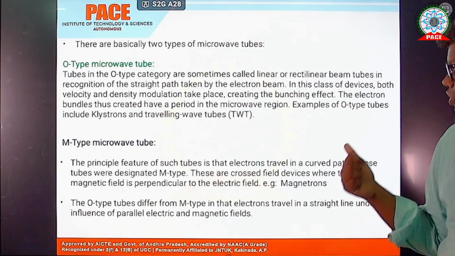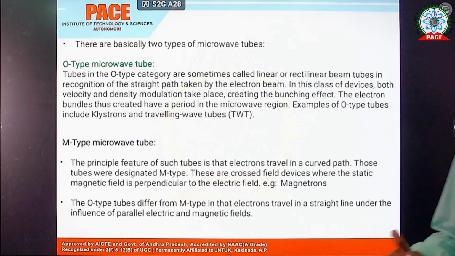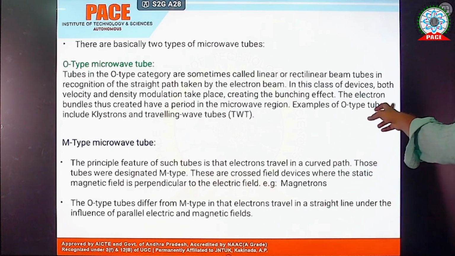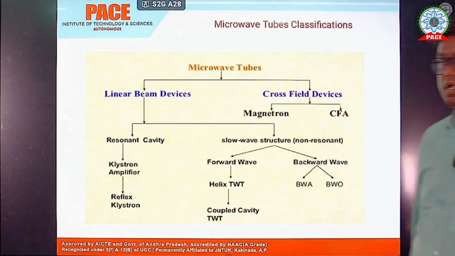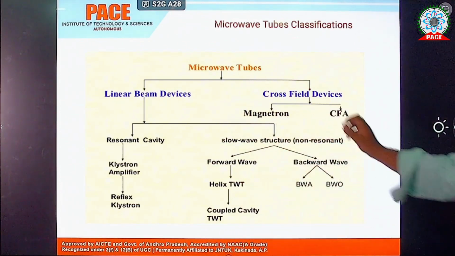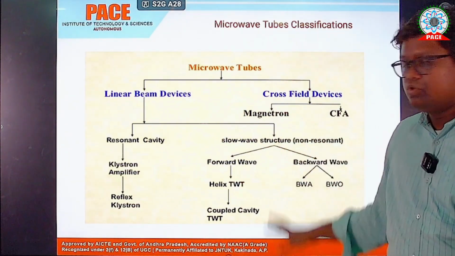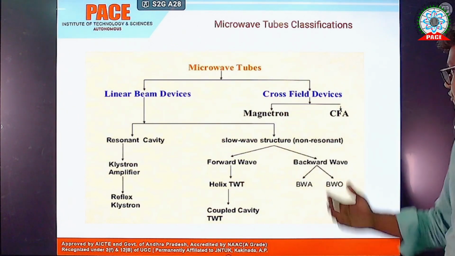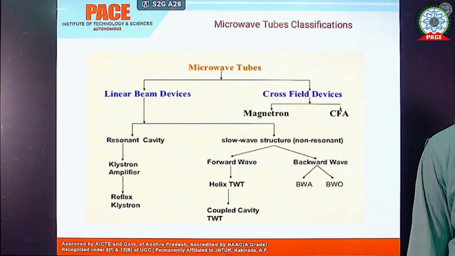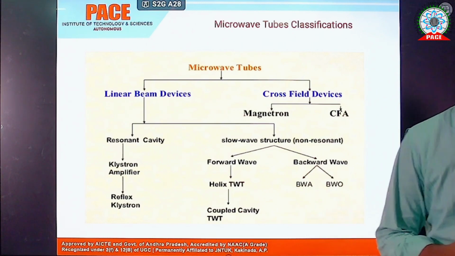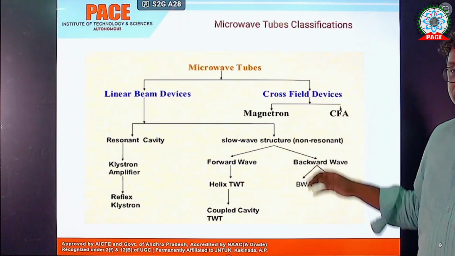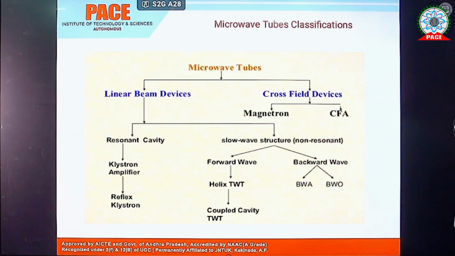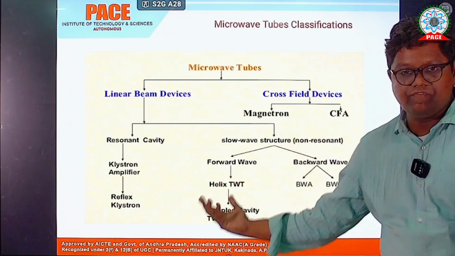If you observe O-type and M-type, the main distribution of this O-type and M-type. So we can observe here microwave tubes, linear beam devices, cross field devices. So there are two types again in the cross field devices. One is magnetron, another one is CFA. And again in the linear beam devices, there are two types, a resonant cavity and slow wave structures, which are non-resonant structures. In resonant cavity, the most used thing is klystron amplifier or reflex klystron.